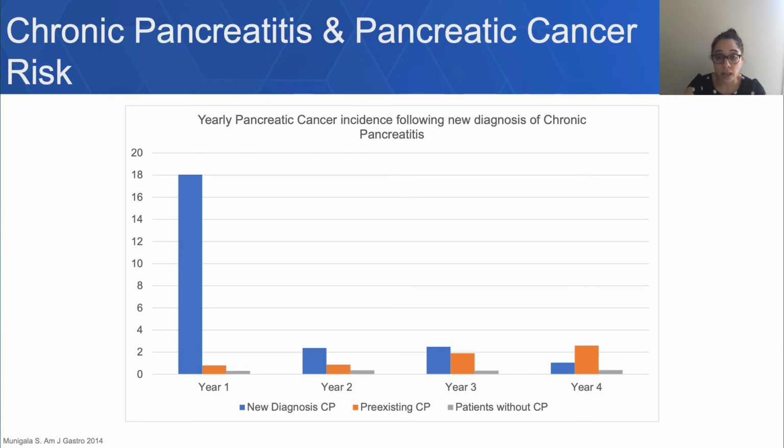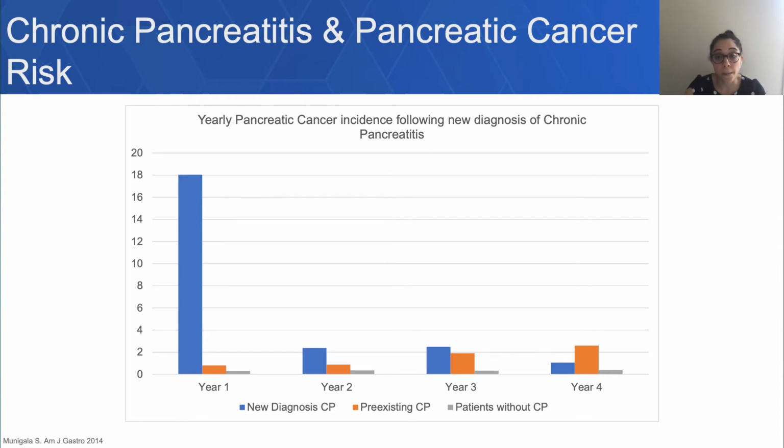The prior meta-analysis excluded pancreatic cancer cases occurring in at least the first year after diagnosis of chronic pancreatitis, because there is a risk of misdiagnosing a new pancreatic cancer as chronic pancreatitis on the initial presentation. This study from 2014 demonstrated that the risk of a pancreatic cancer diagnosis was most marked in the first year after a chronic pancreatitis diagnosis, with an incidence of 18.04 per 1,000 patient years.